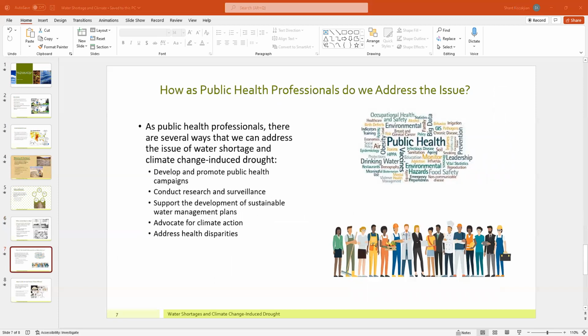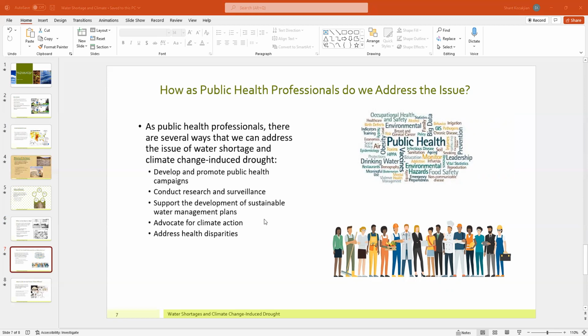Public health campaigns can help raise awareness about the impacts of water shortages and drought on public health and encourage individuals and community to take action. We could conduct research and surveillance, which could be basically to monitor the health impacts of water scarcity and drought to identify populations that are more at risk. This could overall help to inform public interventions and policies.